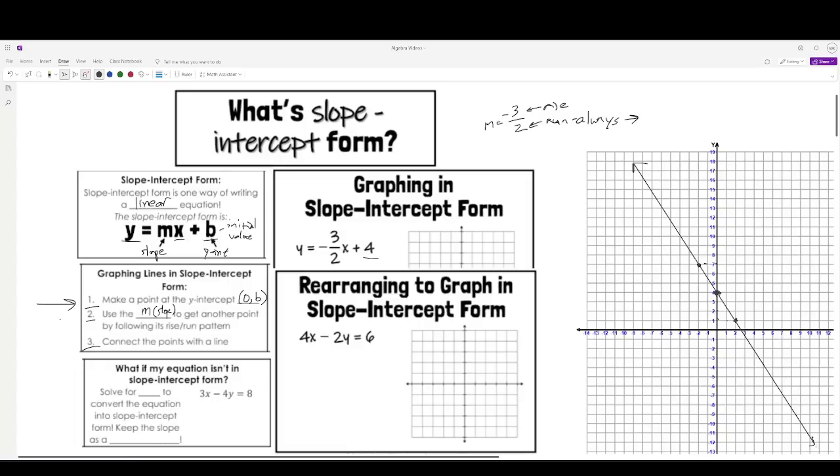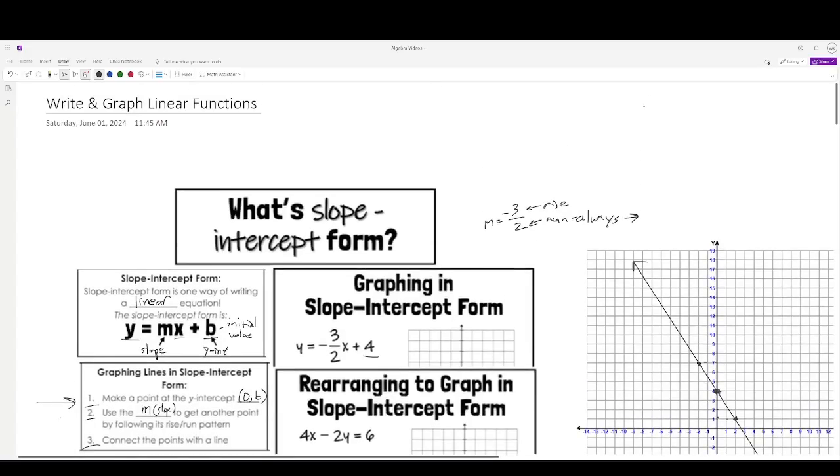So when we graph lines, there are always 3 characteristics they should have. So number 1, it goes all the way across the graph.